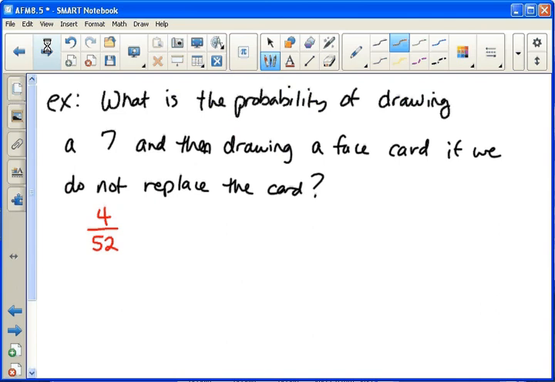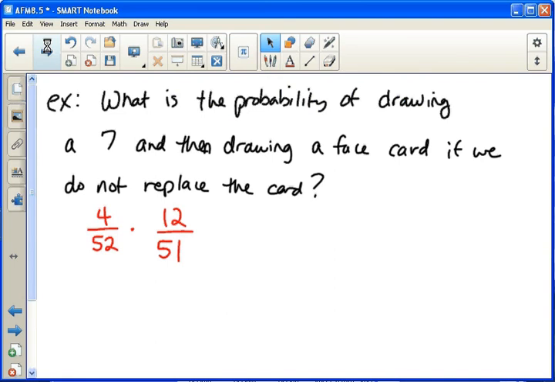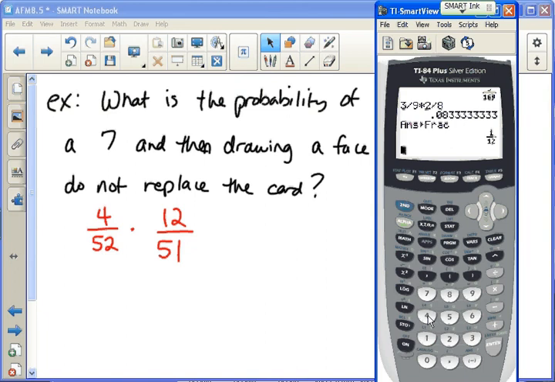There's still 12 face cards. However, there's only 51 total in the deck. So if I pick a 7 first, the chances are 4 out of 52 times 12 out of 51, because there's one less card when I go back to choose again. So 4 over 52 times 12 over 51. We get 4 out of 221 is our probability.